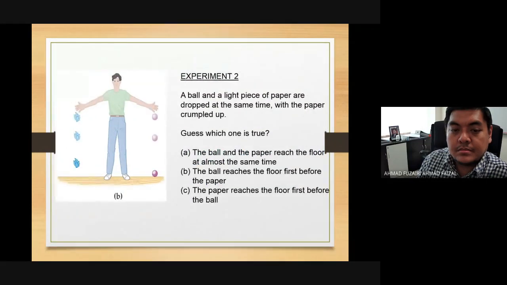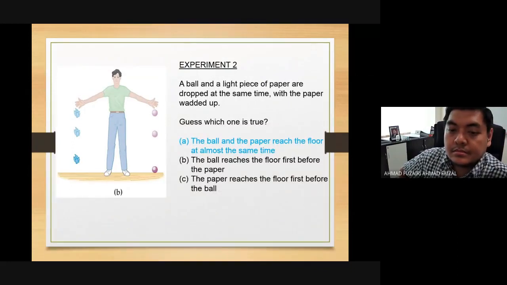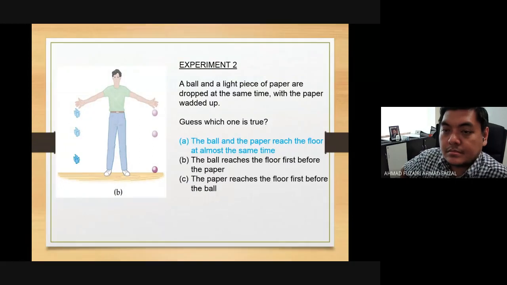Okay, before we look at the explanation, let's look at the experiment 2. A ball and a light piece of papers are dropped at the same time. Actually, this is same as experiment 1, but now the paper will crumple up. So, guess which one is true? So, the answer will be A. The ball and the paper reach the floor at almost the same time.